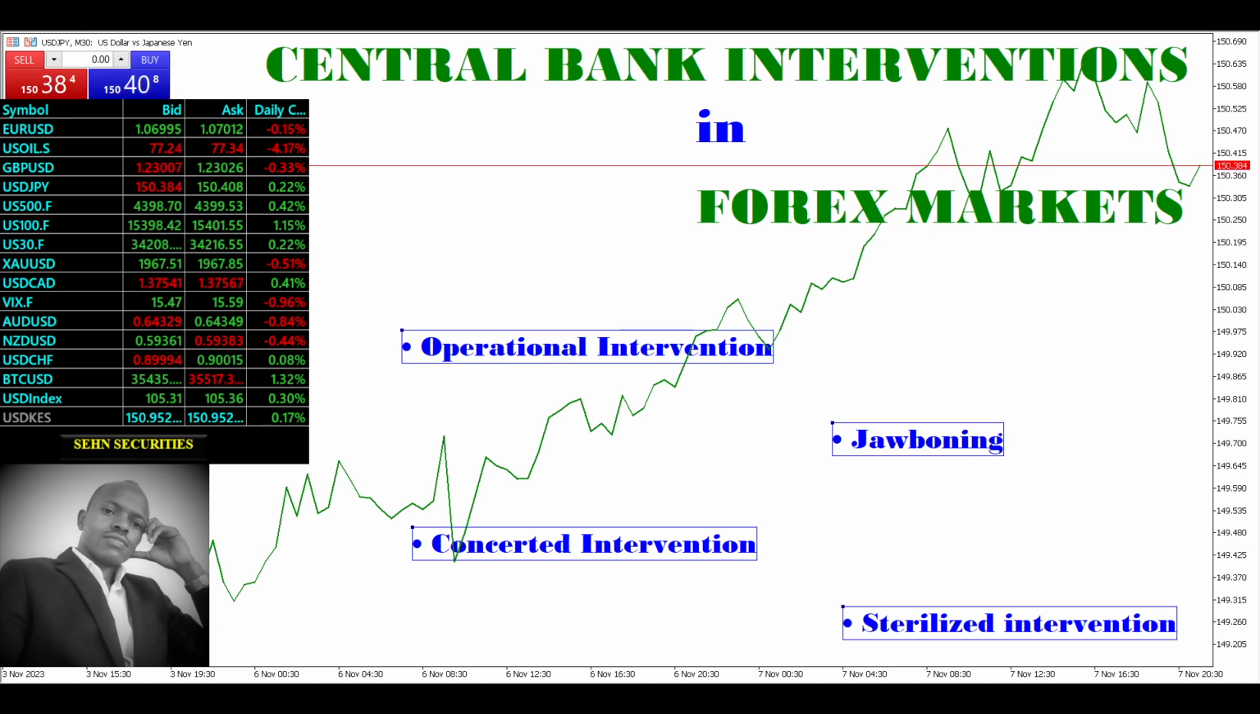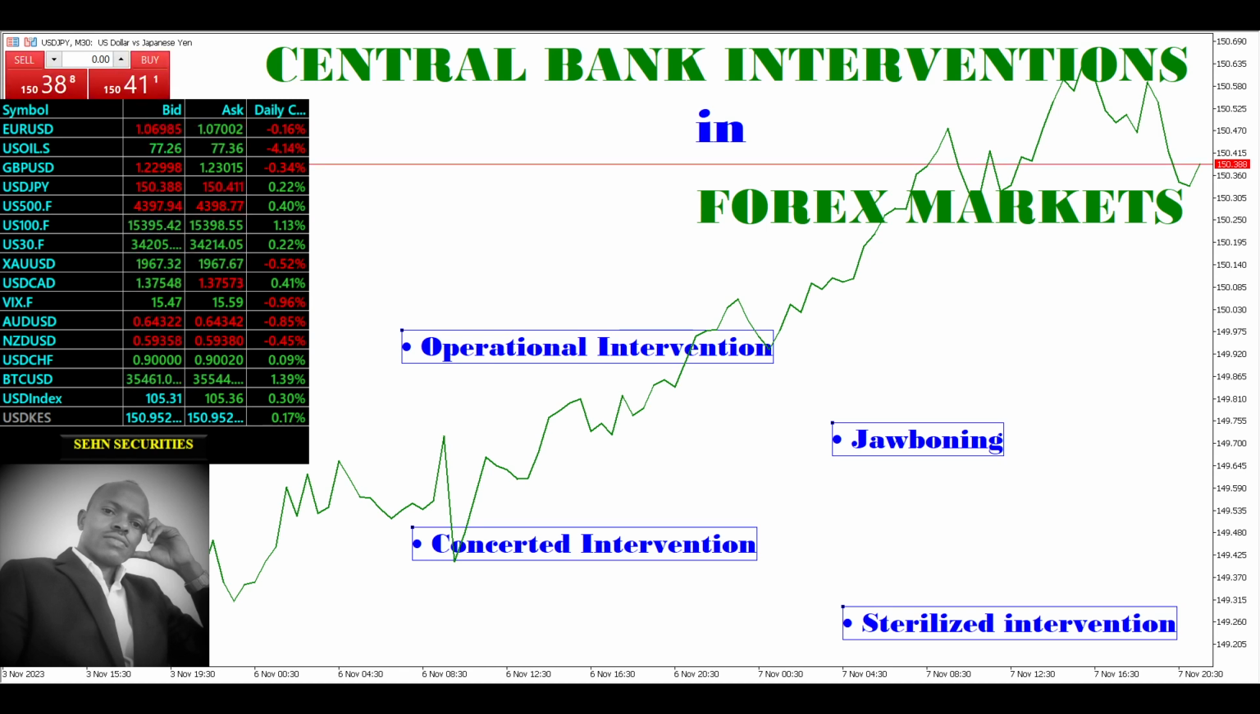Operational intervention. When market participants talk about central bank intervention, they are usually referring to operational intervention. This usually involves the central bank buying and selling both foreign and local currency to drive the exchange rate to the targeted level. Usually, it is the sheer size of these transactions that causes the market movements that are usually seen in foreign exchange during such times.